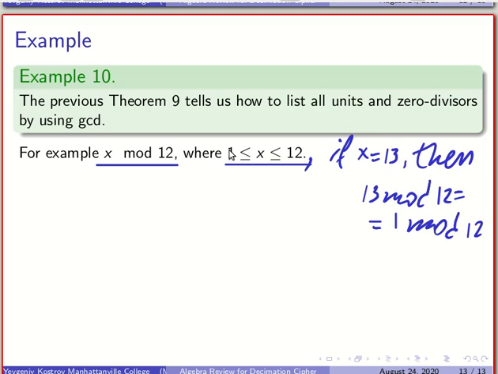All right, maybe I should change it and put 0 to 11. Probably 0 to 11 is even better. All right, so let's do this example.